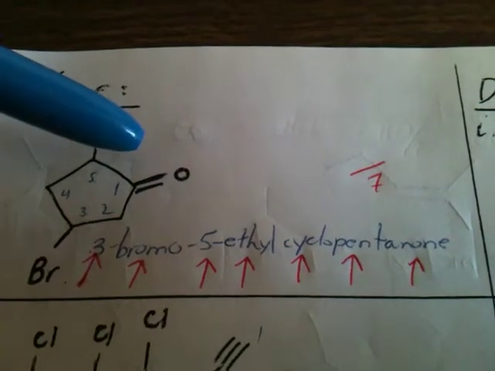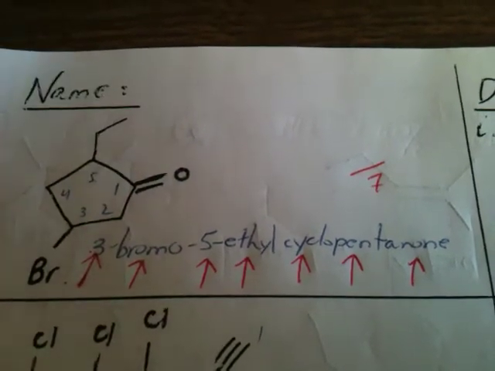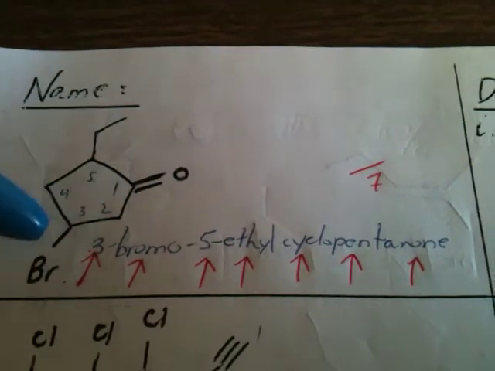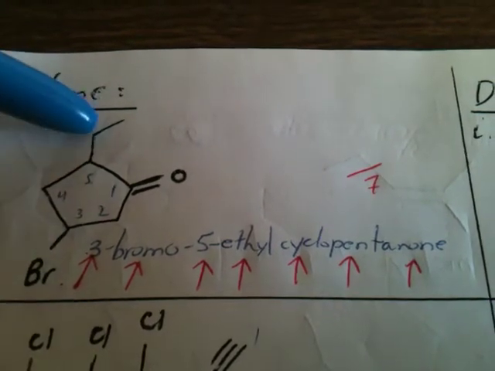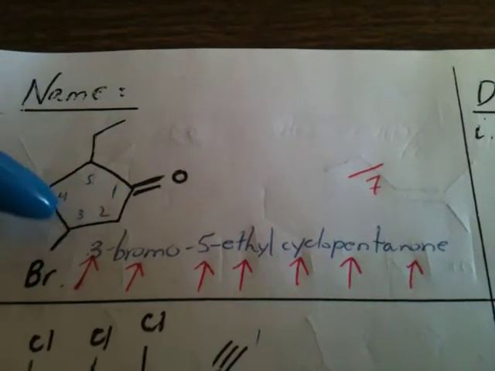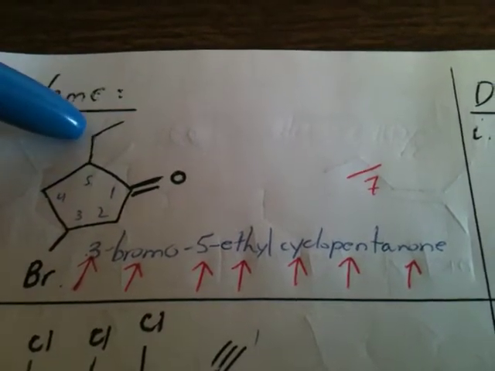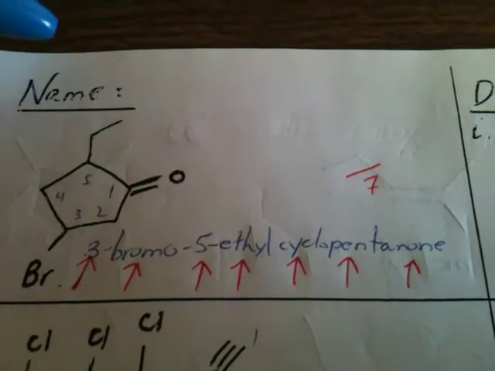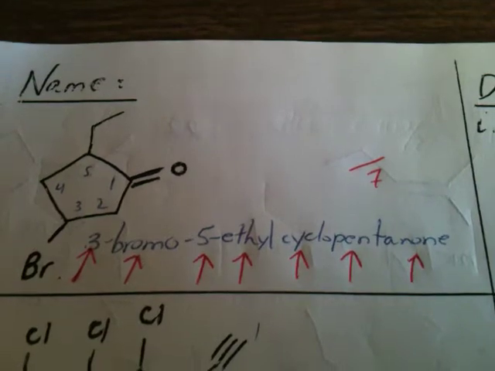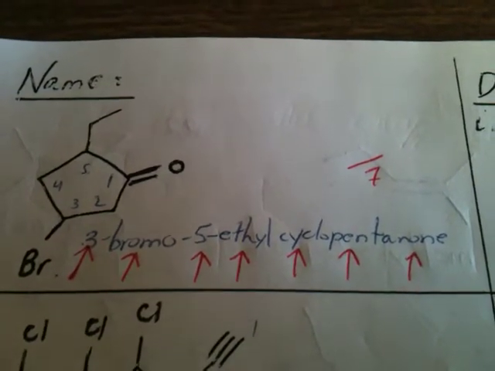The highest priority substituent in this molecule is the ketone, which is here, then followed by the bromine and then the ethyl group. And of course it's done in bond line notation, where each elbow and each terminus represents a carbon atom, and the hydrogen atoms are assumed to be there, but they're not drawn.